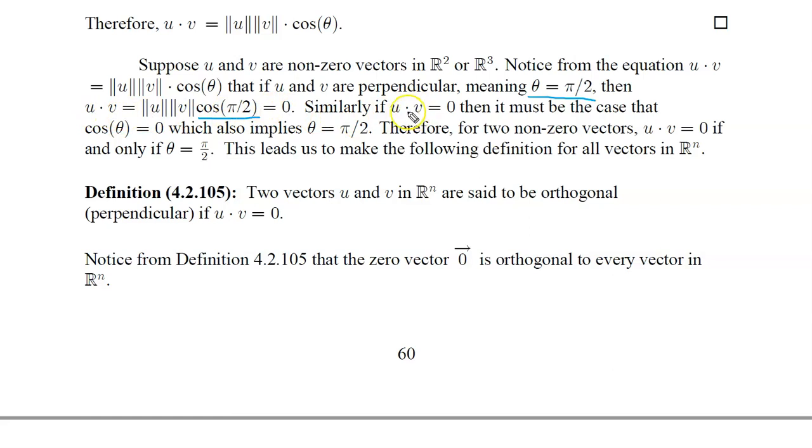And similarly, if U dot V is 0 to start with, suppose we had two vectors where U dot V is 0, then that means that this term has to be 0.